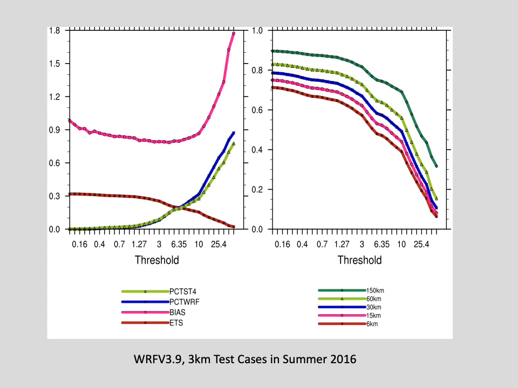This is an example of verification for WRF precipitation. We calculate traditional metrics of ETS and bias. We also calculate fractions skill score. Results indicate that the model performs better for simulation of light to medium precipitation, but not that well for heavy precipitation. Also, with the increase in the spatial scale, fractions skill score increases, indicating that verification results over a larger area are always better than over a small area.